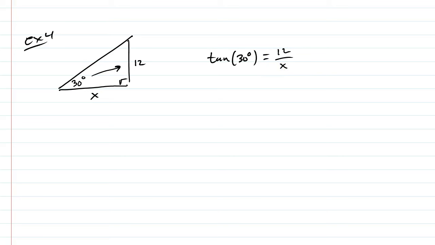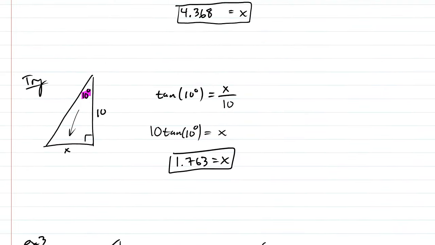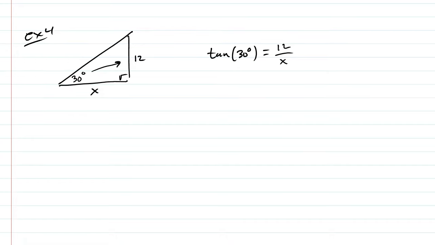Now normally before, if you look back at our other example, like back here, we times by 10, we times by 10, and the 10s would cancel. And that got x alone. In this situation, it's different because x is in the bottom of the fraction. So actually, what we can do here is we can switch these around.